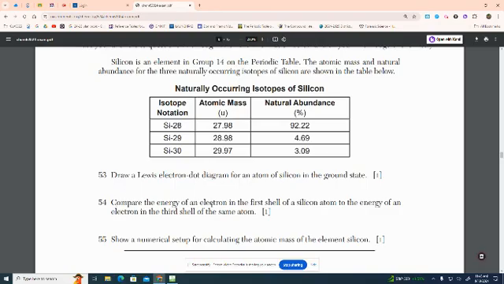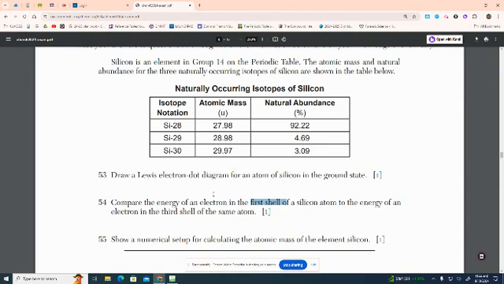Compare the energy of an electron in the first shell to the energy of an electron in the third shell. You know the answer to this one already. At least I hope you do. What happens to the energy as you move from the first shell, which is the ring, to the third? Kevin? Like there's more electrons, so I guess it goes down. No. Energy increases as you get further away from the nucleus. Energy increases as you get further from the nucleus. So it says compare the energy of the electron in the first shell, that's the first ring, to the energy in the third ring. Who has more energy?